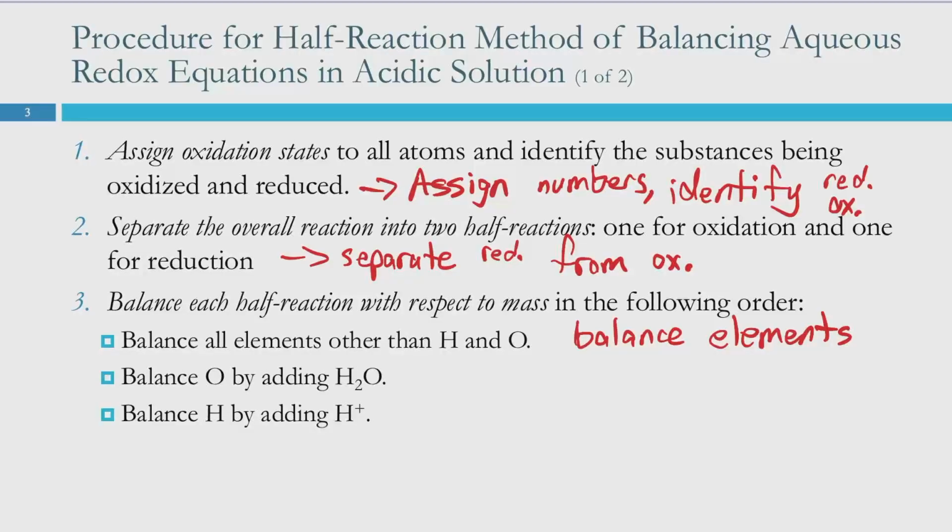And then, critical to this, we are working in acidic solution, an aqueous acidic solution. Since it's aqueous, we've got a lot of water. Since it's acidic, we've got an excess of H+. We'll usually just talk about it as H+ rather than thinking of it as hydronium ions, even though that's basically what it is, because it's just easier. So we can balance everything other than hydrogen and oxygen, and then we can balance the oxygens by adding H2O.